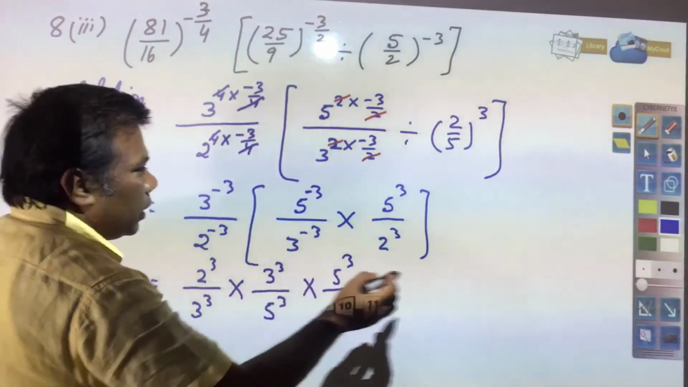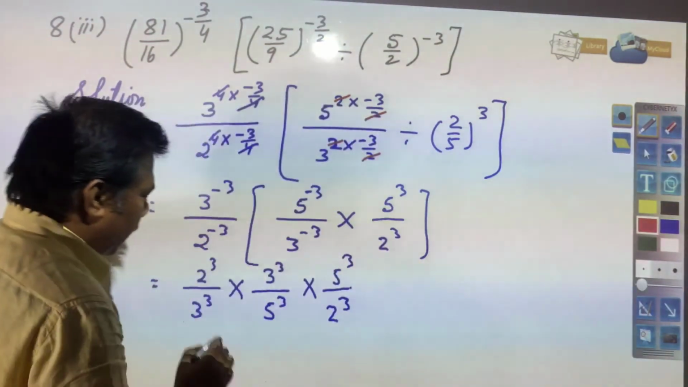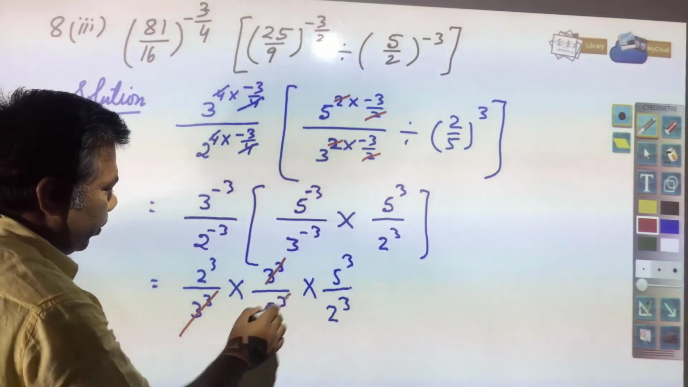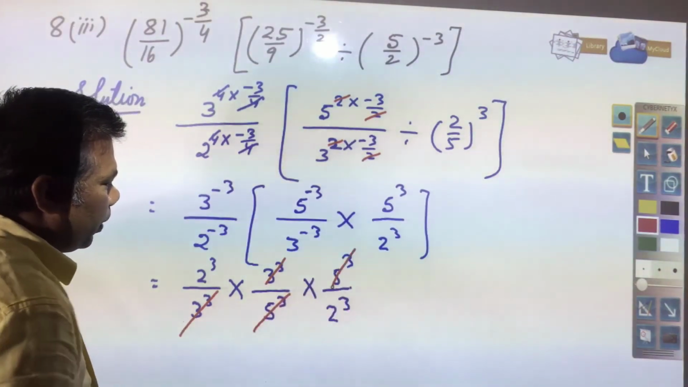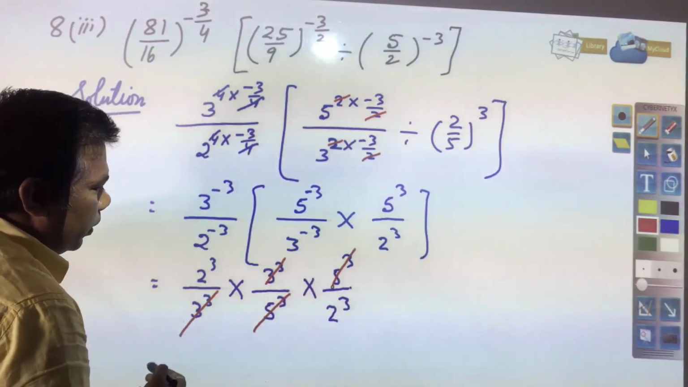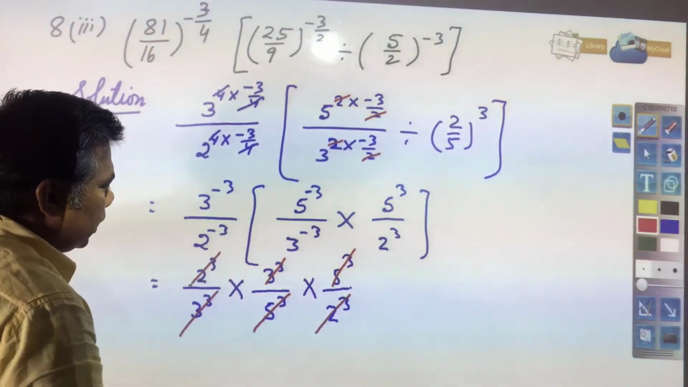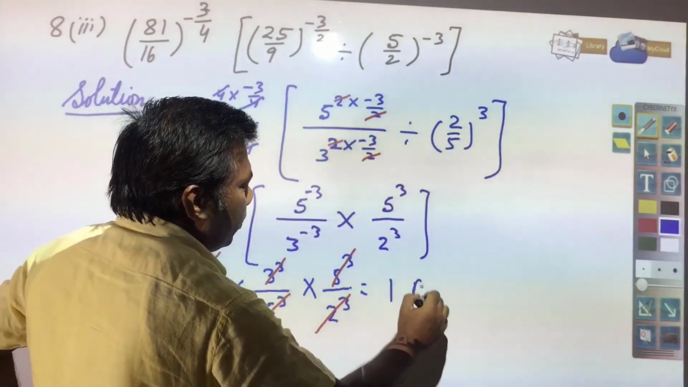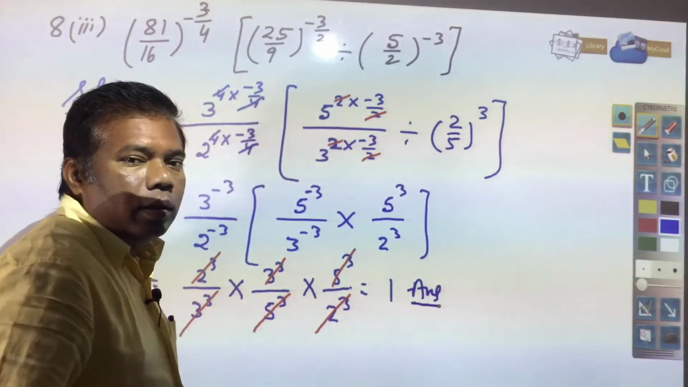Now, you see which numbers can be cancelled. You cancel that: 3 to the power 3 and 3 to the power 3, 5 to the power 3 and 5 to the power 3. So, you are left with, again this will also be cancelled. So, you are left with 1. So, your answer will be 1.